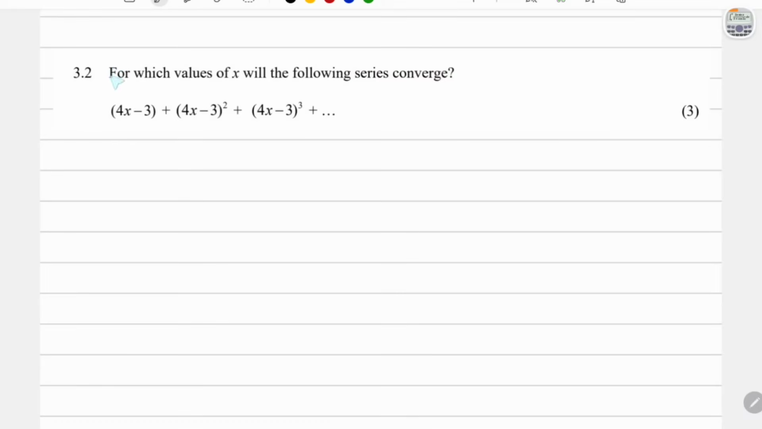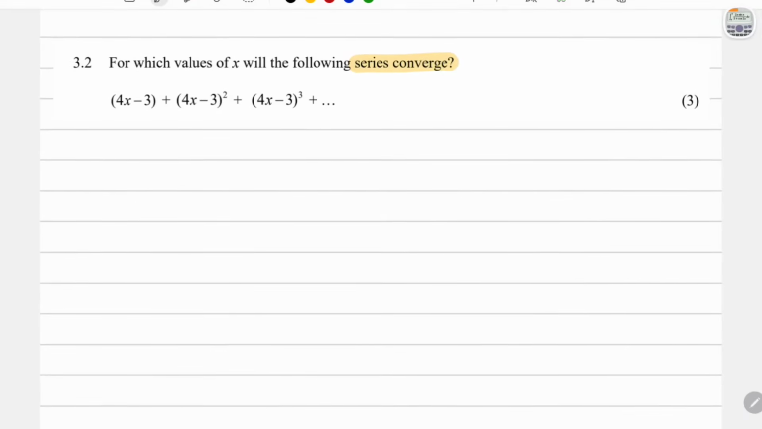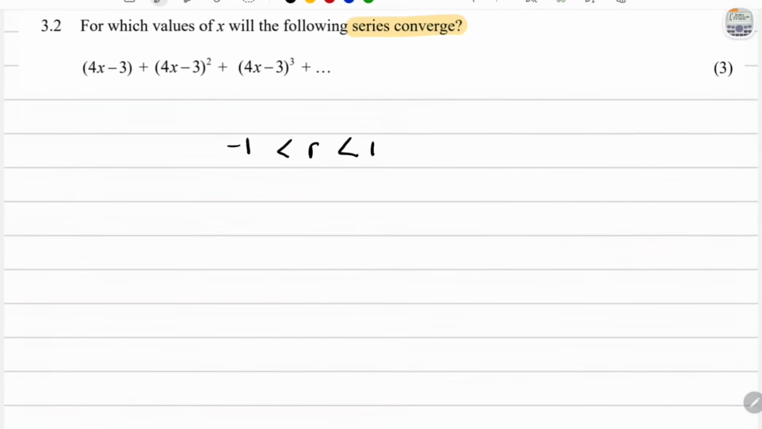Then question 3.2 says, for which values of x will the following series converge? So let's understand what should happen for a series to converge. We know that for a geometric series to converge, your ratio needs to be greater than -1 but less than 1. The idea behind converging series is that when a series converges, you look at the terms.